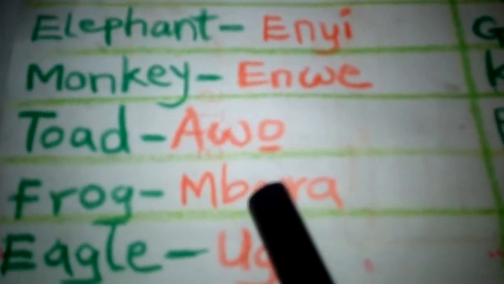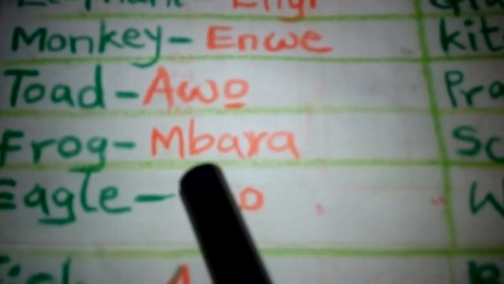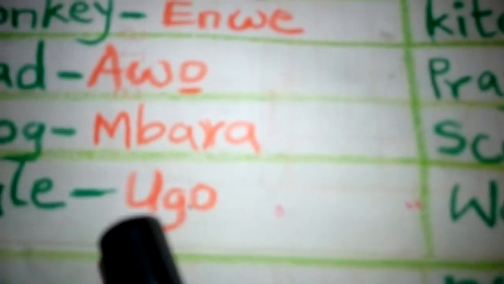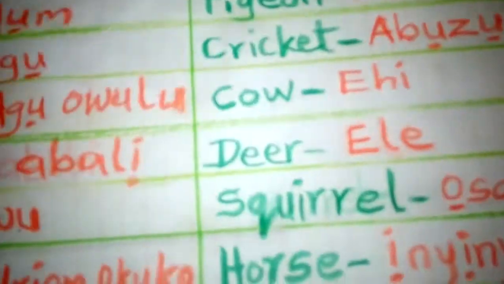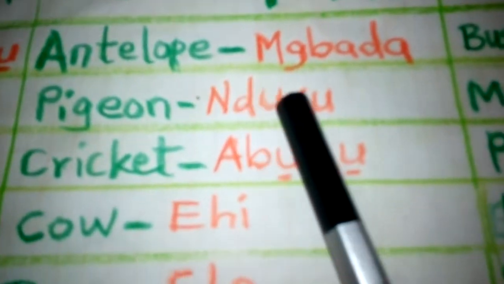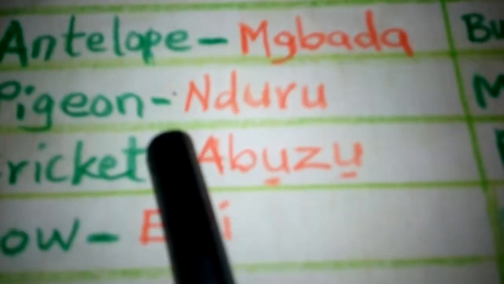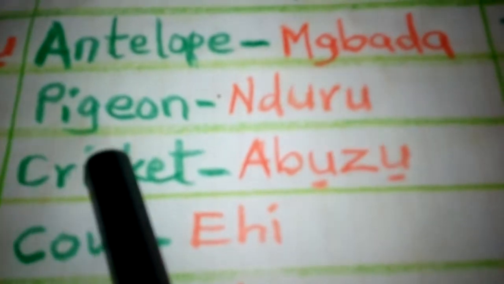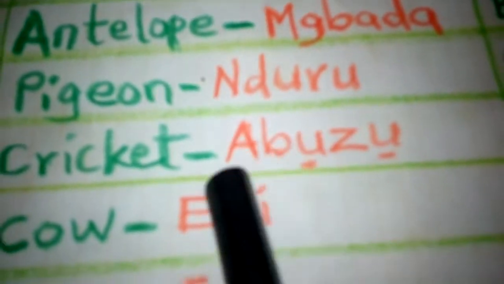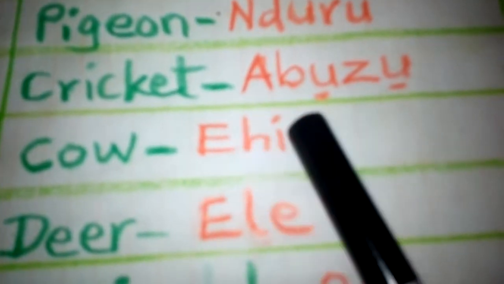Toad. Owl. Frog, mbara. Eagle, ugo. Antelope is mbada. Pigeon, nduru. Cricket, abuzo.